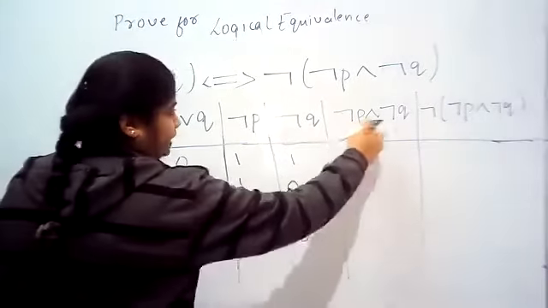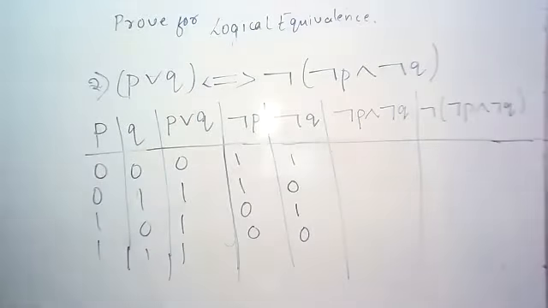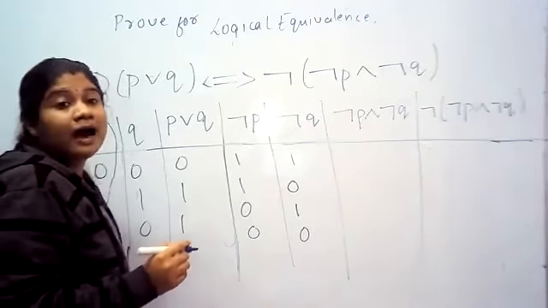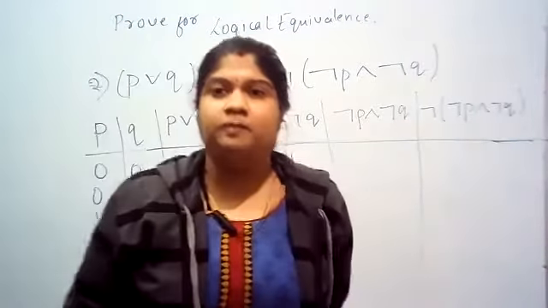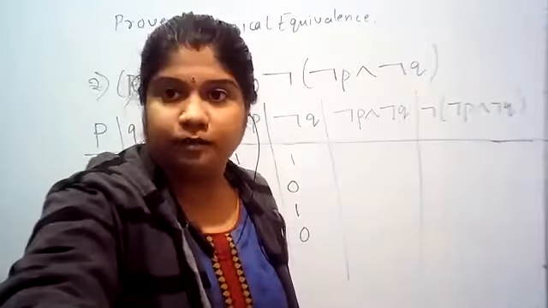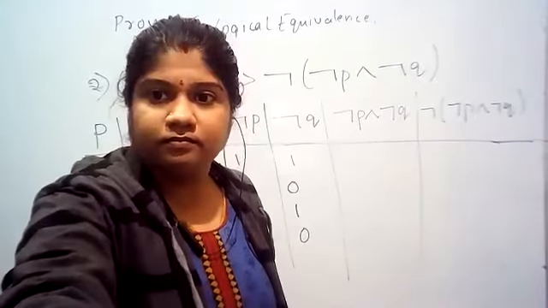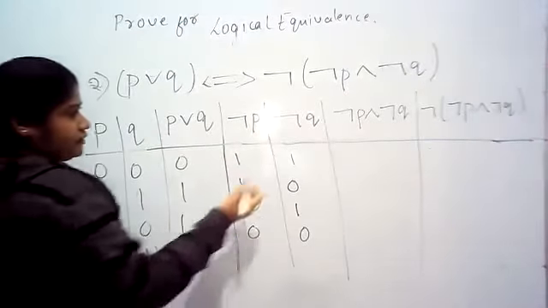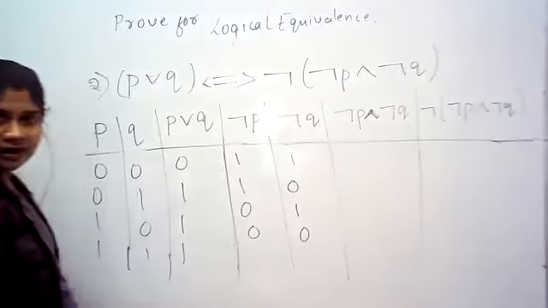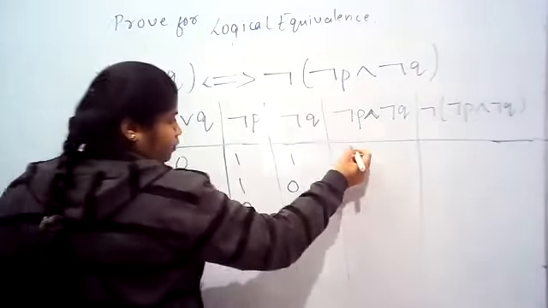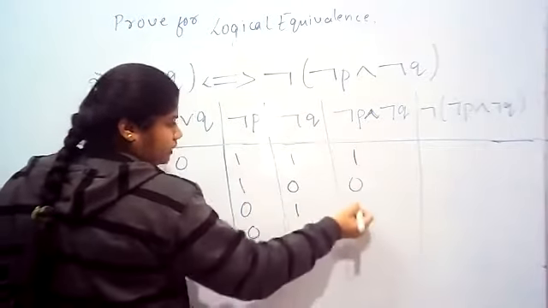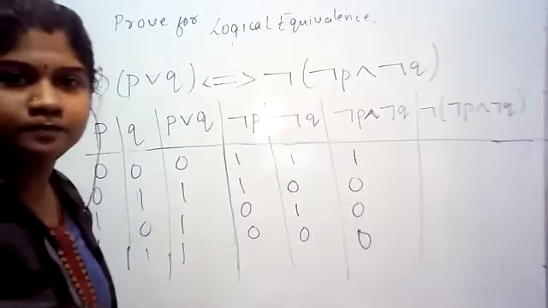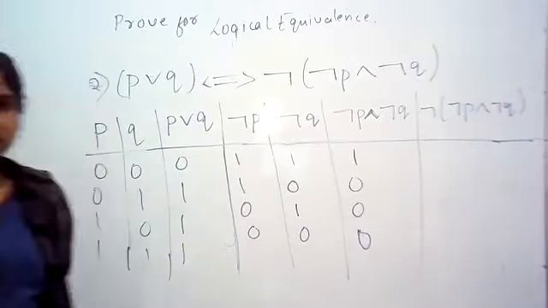Then negation P conjunction negation Q. Conjunction is like an AND operation. Disjunction is what? OR operation. Fine. Now I will solve here. It is a conjunction. 1 and 1 is 1, 1 and 0 is 0, 0 and 1 is 0, 0 and 0 is 0. Fine.